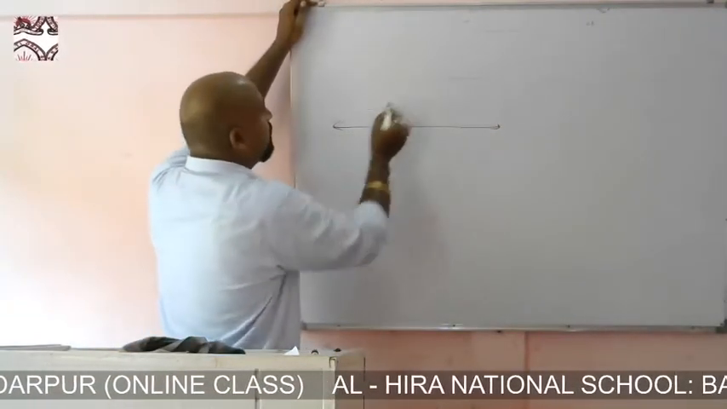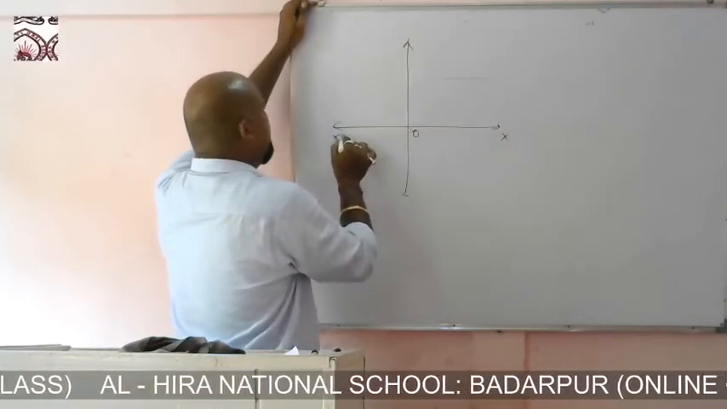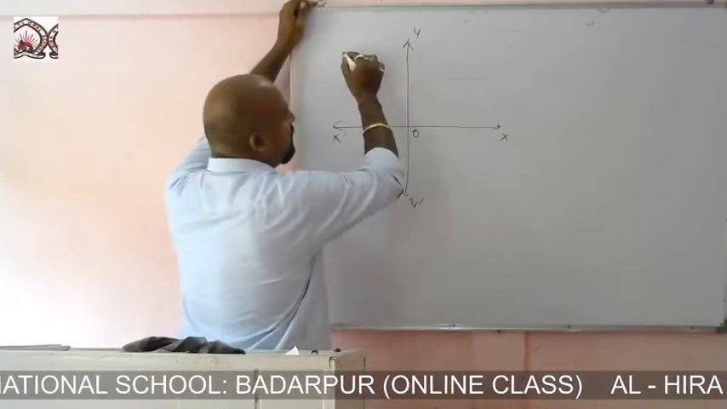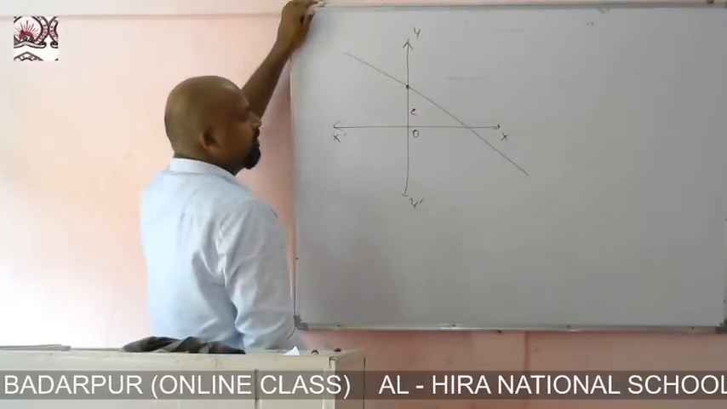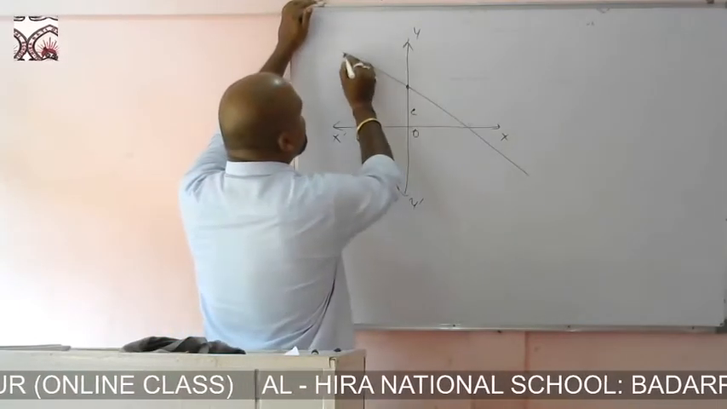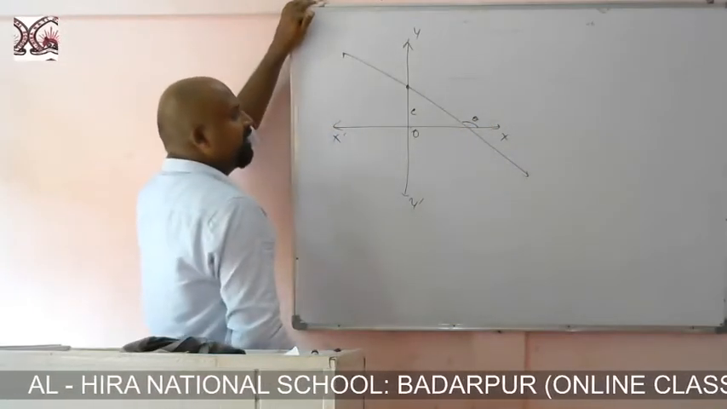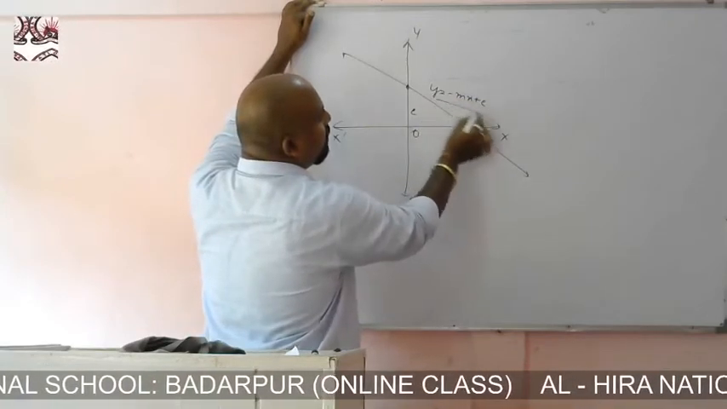Now see, x'ox and yoy'. If the line cuts the y-axis here, the y-intercept is c. What is the equation of this line? Here theta is greater than 90 degrees, so we get y equals minus mx plus c as the equation.